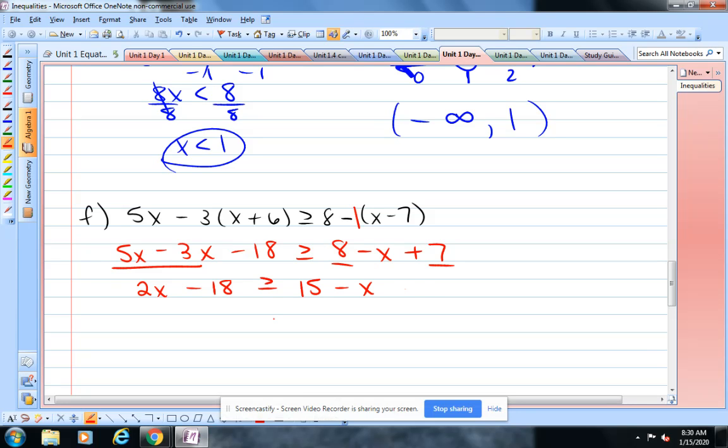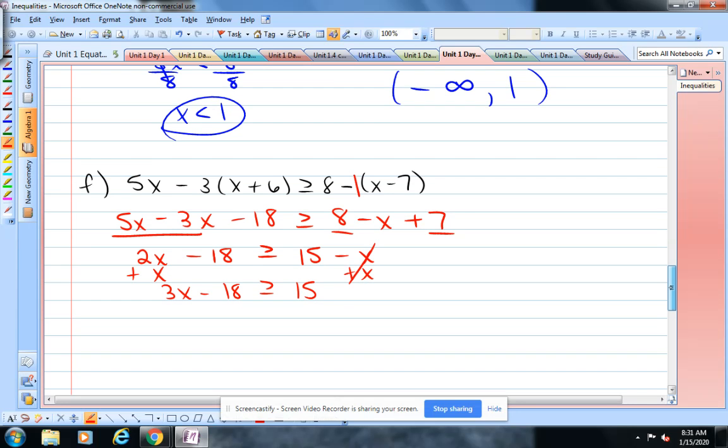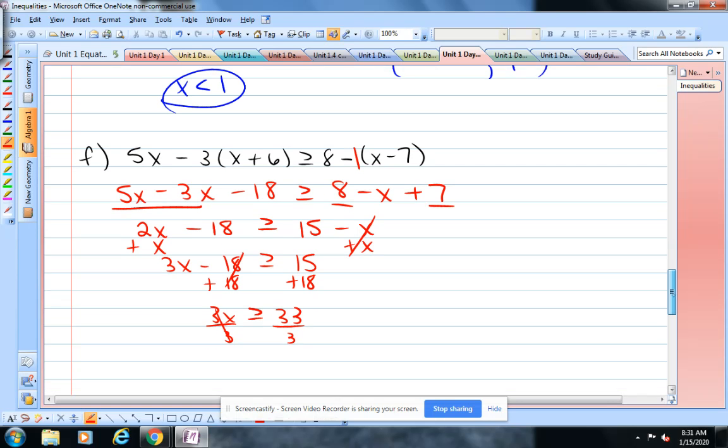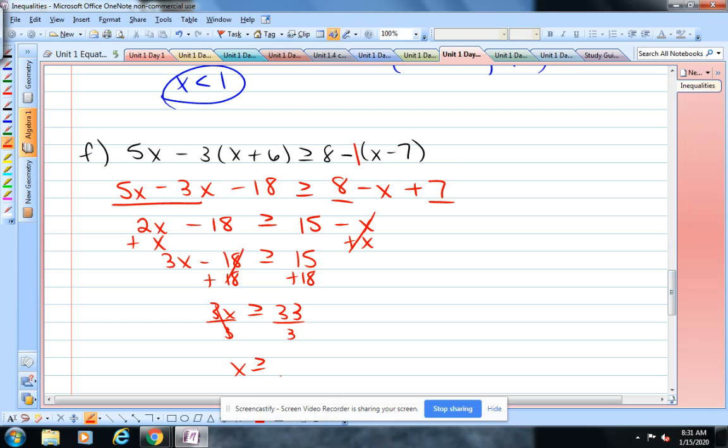All right, now we're getting our x's together. And which way do we want to get them together? Go to the left. So that means I'm going to add that x to both sides. What is 2x plus x? Minus 18. Then what? Add 18 to both sides. 3x is greater than or equal to 33. Then what? No flipping. X is greater than or equal to 11. So any questions about how we solved it?